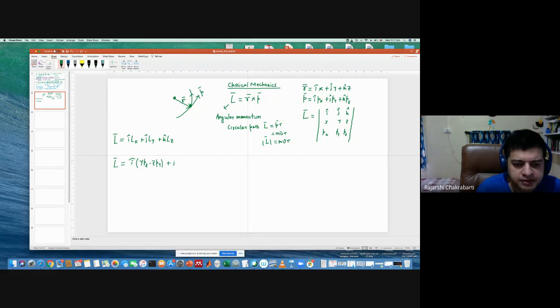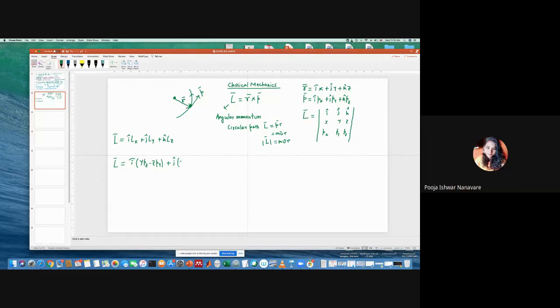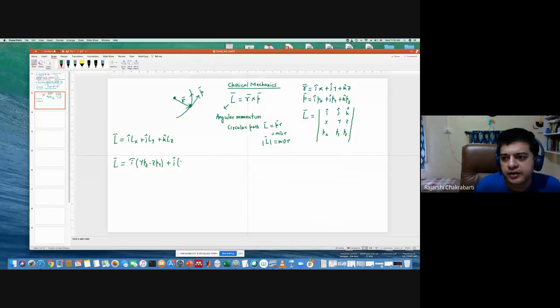Plus J. Now the order, you remember what is the order? The first one is like this. Second one is going to be, can anyone tell me? Z Px minus X Pz. Yes. So it should be the other way, isn't it? Yeah. Z Px minus X Pz, plus K, and you know what this is? This is X Py minus Y Px.